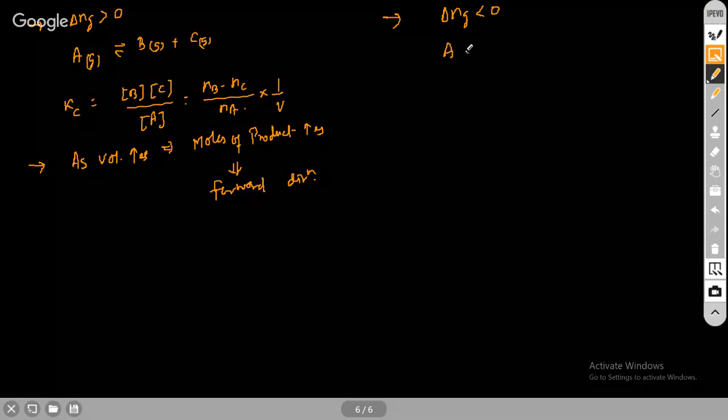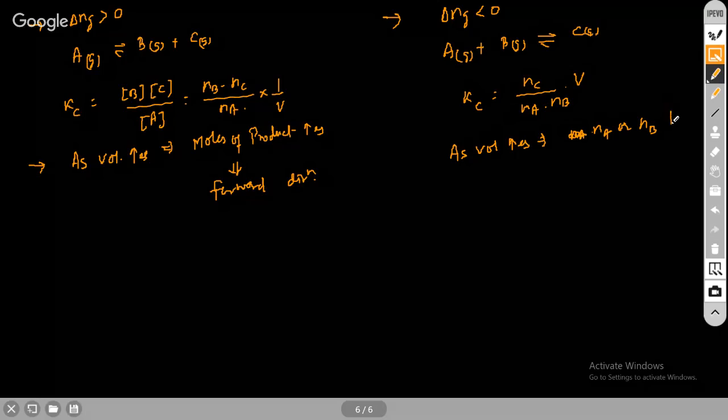Del Ng less than 0. A gas gives B and C. So for this, if you write down Kc, that will be number of moles of C by number of moles of A, number of moles of B into V. So as volume increases, Na or Nb should also increase to maintain the ratio, and that is only possible when the reaction goes in the backward direction. Is it clear?